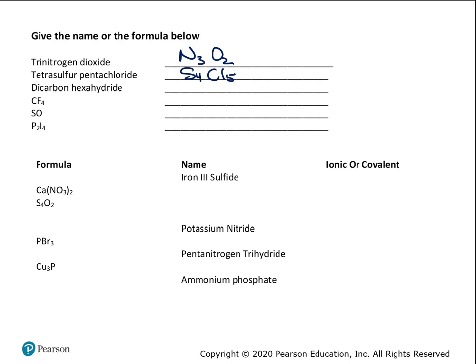I think these ones are pretty simple. You don't have to assign charges. You don't got to swap. You don't got anything. Yeah, it's on that back page. You just have to remember to put the number prefixes. So dicarbon hexahydride. C2H6, hexa. Hydride is hydrogen.